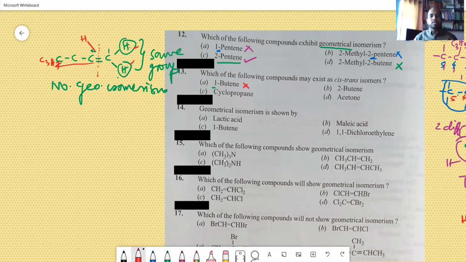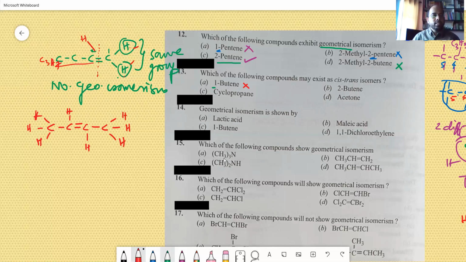The next one is 2-butene. Again, 4 carbon atoms because it is butene. The second carbon atom is having hydrogen, so you satisfy the valency of the carbon atom. It has got CH3 there, and here you have 1H. Here you have 1H and here you have H3.